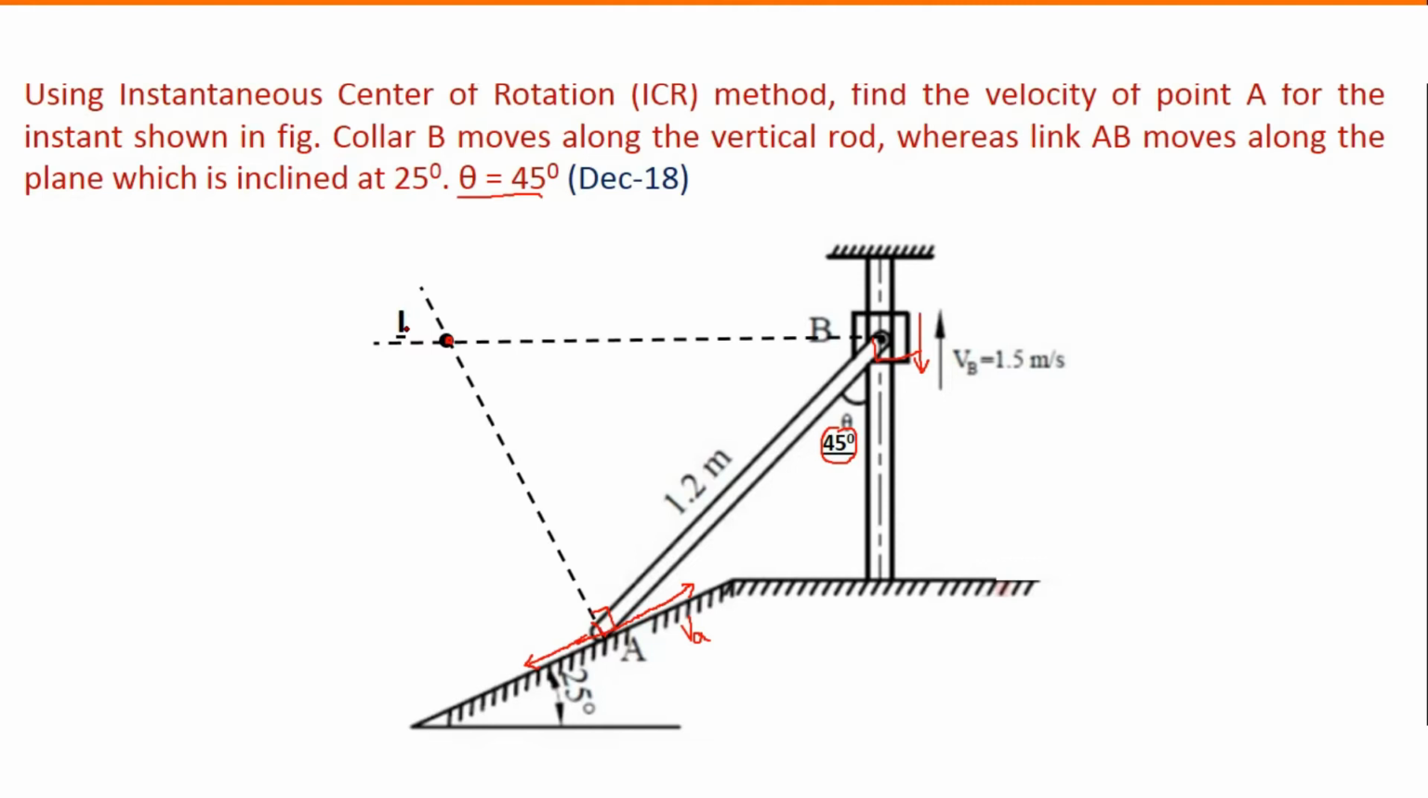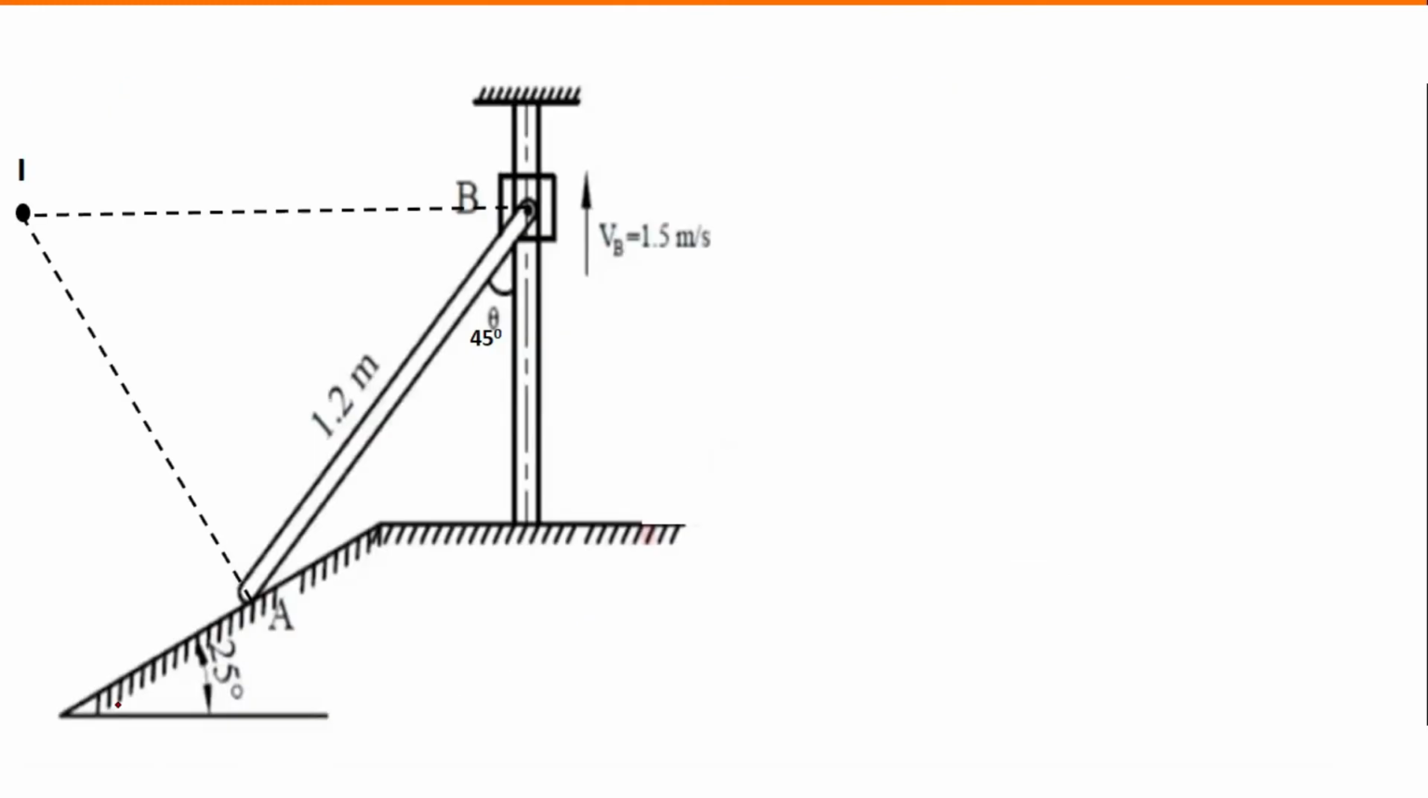Now let us proceed further. After doing this step, what is the next step? The next step is to write down the link. I have written link AB and the corresponding ICR is I1. I am following exactly the same steps which we followed in the previous problems. So link AB, corresponding ICR is I1. And what are the two different points? The points are point A and point B. After writing the point names, we write the equation for velocities.